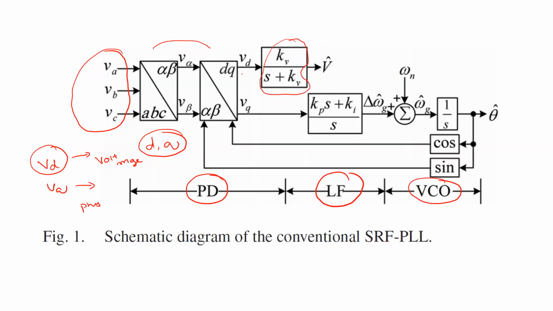kV by 1 plus skV. So it is a low pass filter, right? By using this low pass filter, we have the information of this magnitude. Similarly, this VQ is processed in a PI controller. By using this PI controller, we'll have the information of this omega. Integrating this omega, you can get the theta value. From this theta value, we have this voltage source controller.